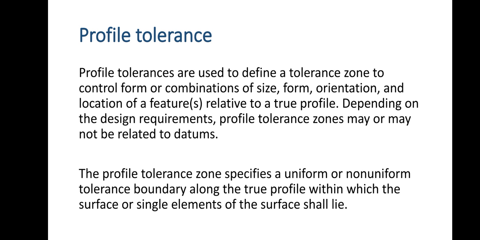It is related to datums when it comes to size control. When it comes to orientation and location, orientation may require datums, but location sometimes doesn't need a datum reference at all. Even the form doesn't have any reference to datums. And it specifies a uniform or non-uniform tolerance boundary. If it is uniform, it is equally disposed from the true profile, on both sides. If it is on either one of the sides, then it is a non-uniform tolerance zone along the true profile. It is controlling the surface or single elements of the surface where it should lie.